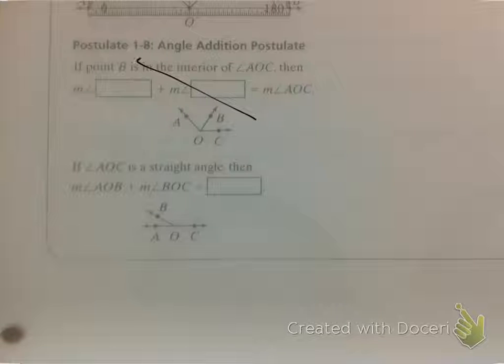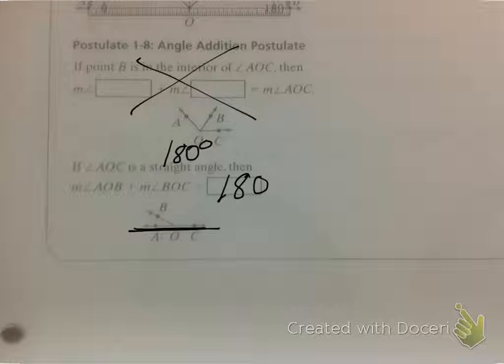Alright, we've already done that. So let's go down to the last one. This is a straight angle. This means that the two angles form to make a straight line. So AOC is a straight angle. So see, it's straight. And the angle measure of a straight angle is 180 degrees. So it says if AOC is a straight angle, then the measure of AOB plus the measure of BOC would be 180. And that just makes sense. If I have AOB and BOC, they make a straight line, and so the whole thing adds up to 180.